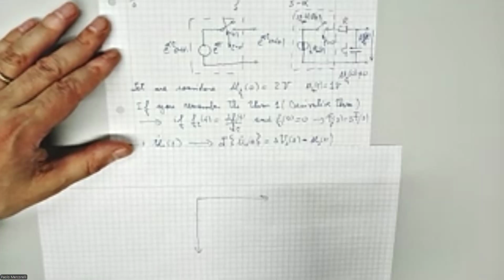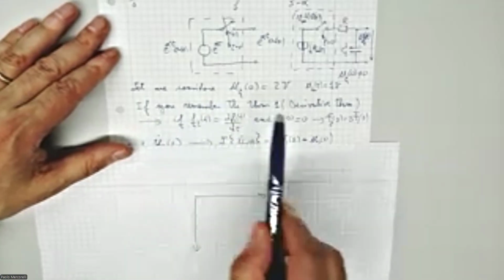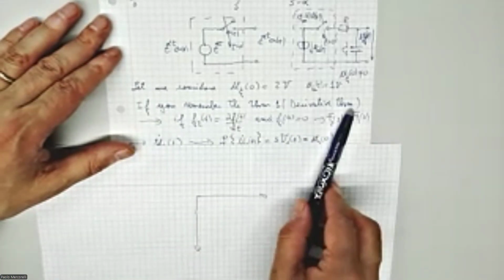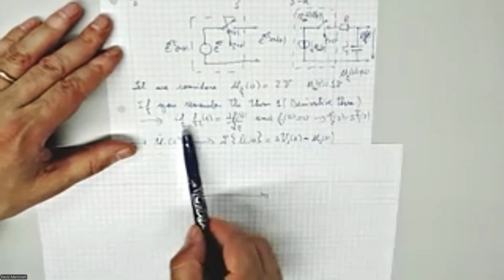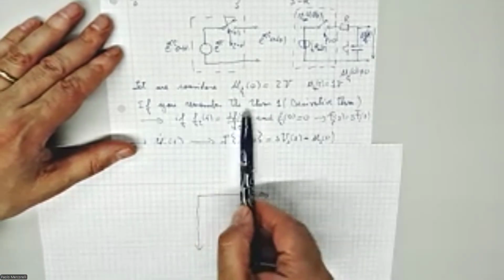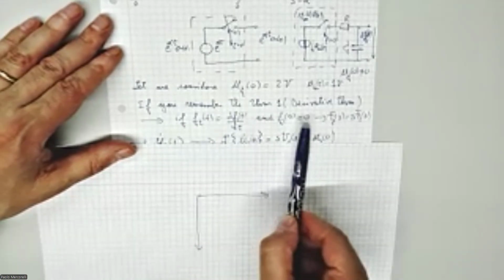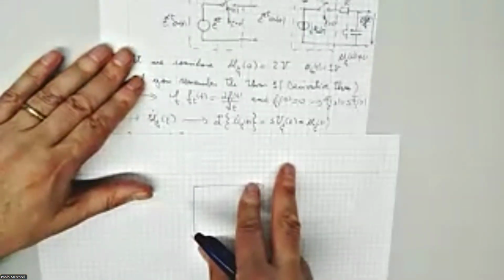Look at this. If you remember theorem 1, the derivative theorem, I recall it for you here. And this hypothesis here, do you remember I insisted a little bit, not much, on this. We have this. We will see it a little bit in this part.